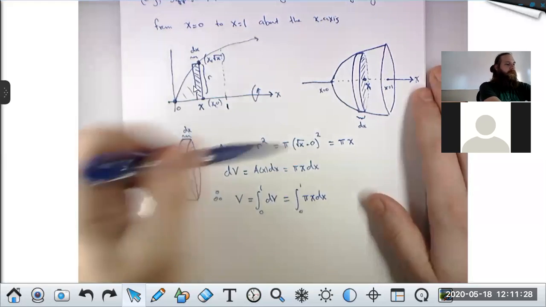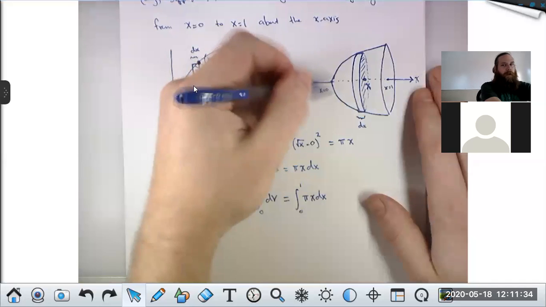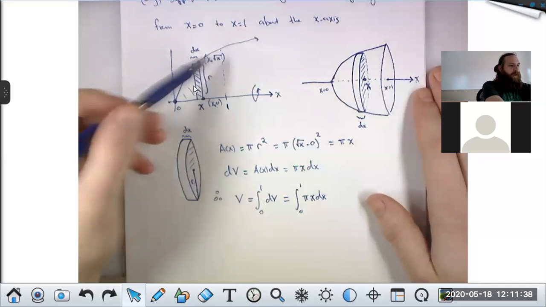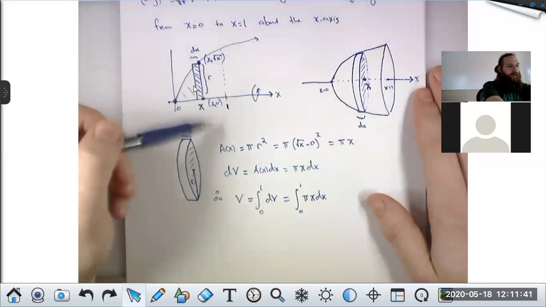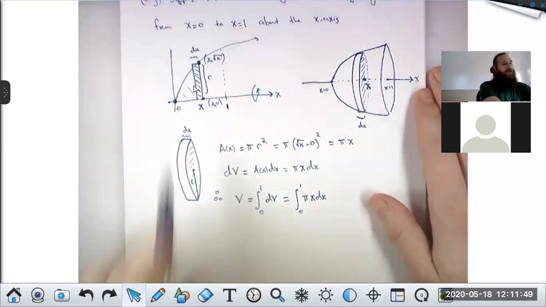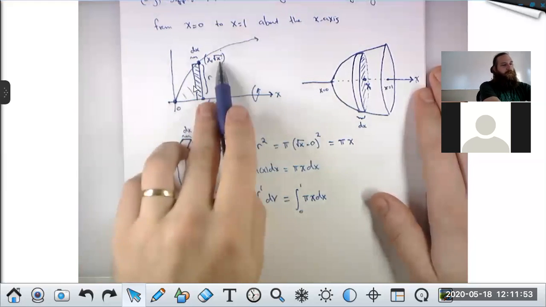But you could imagine that I wanted to generate this solid by rotating about the line y equals -1, which would give this bowl a flat bottom. And then my radius would be root x minus -1, or root x plus 1, which would change things. So here the radius is always going to be the length of the strip. That's the safe way to think about it. And in this particular case, because the strip's bottom is down here at 0, it's just the y value there.